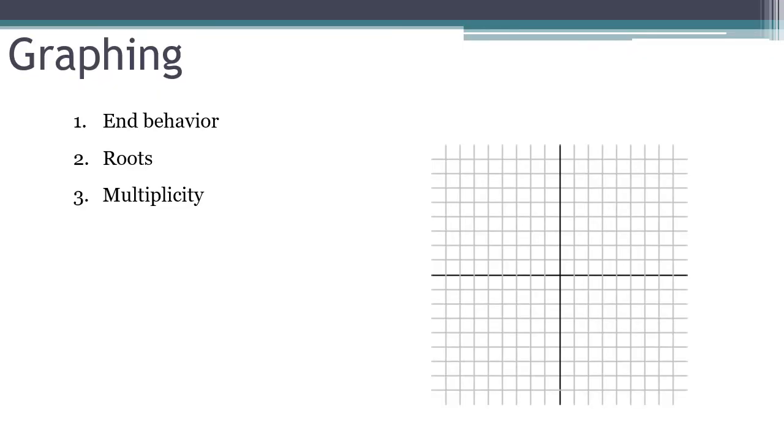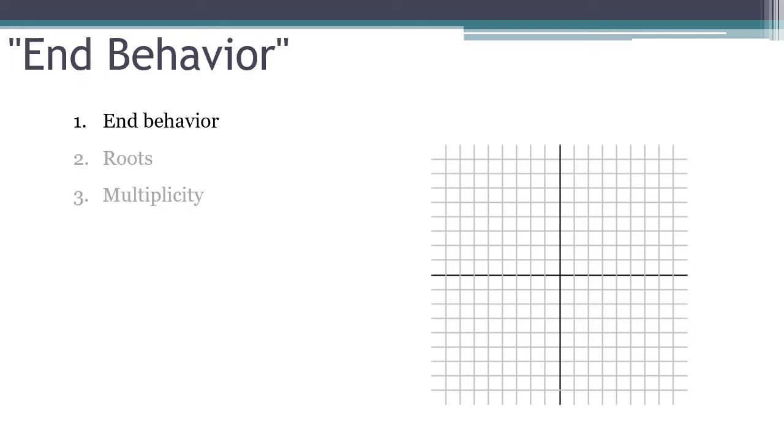In this series of lectures, we're going to focus on how we can sketch the graph of a polynomial. And when we're doing that, there are really three things that we're going to focus on, three attributes: the end behavior, the roots, and the multiplicity. All right, now in this lecture, we're going to start talking about the end behavior.